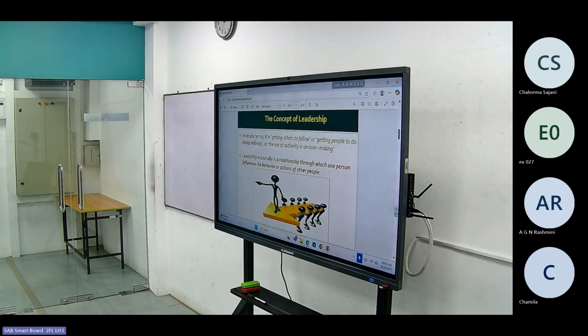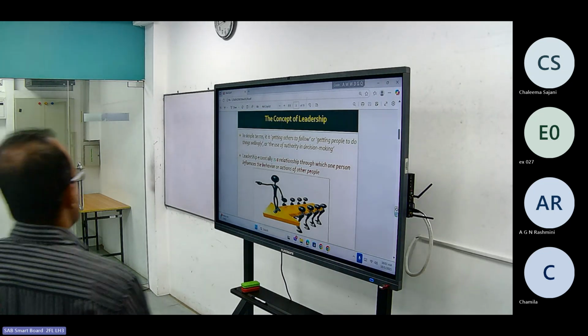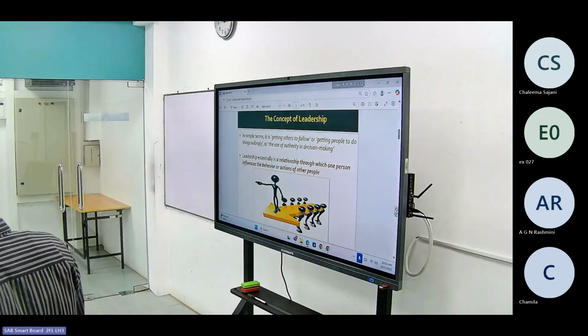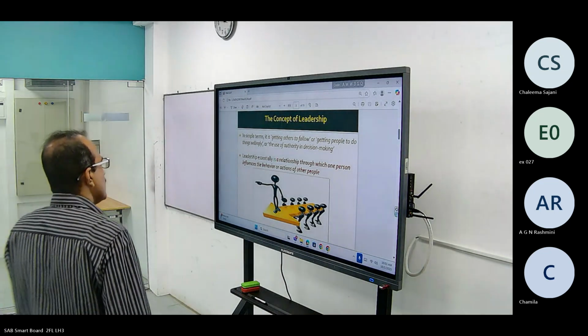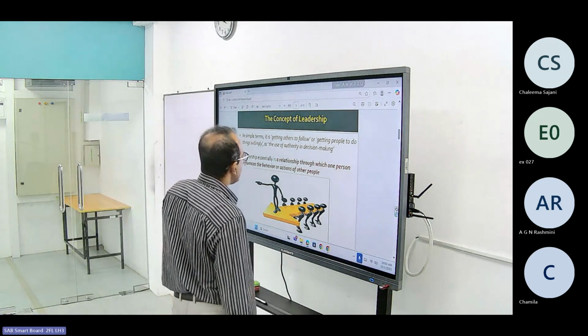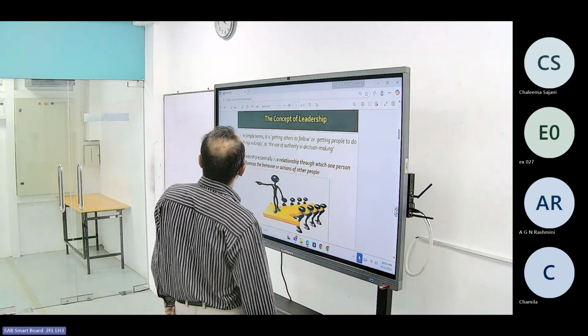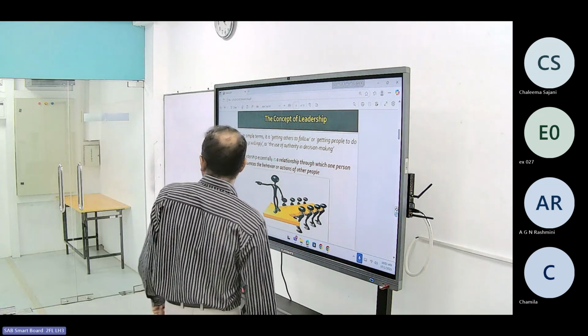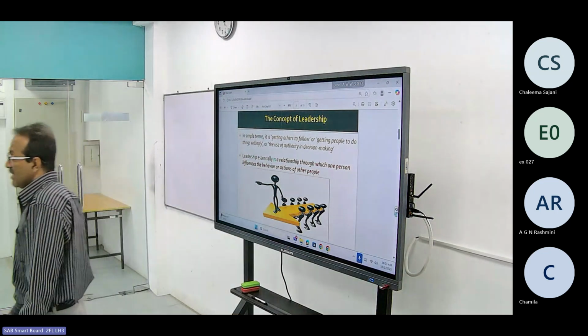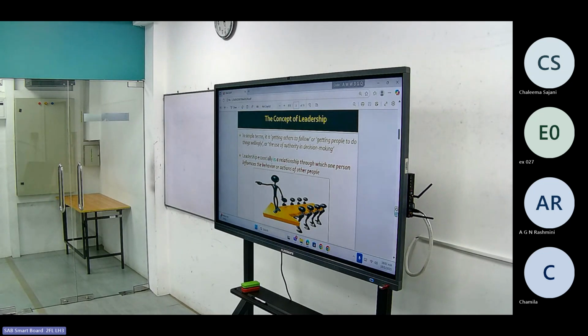But I'll give another bigger definition. You can write that down to cover all possible keywords, right? Leadership is, you can write that additionally, an ability or a competency. Leadership is a competence.